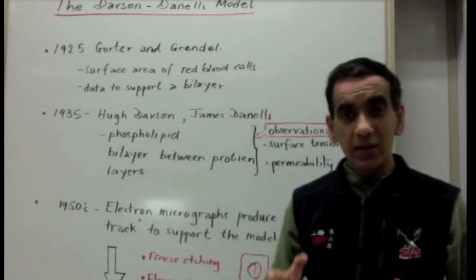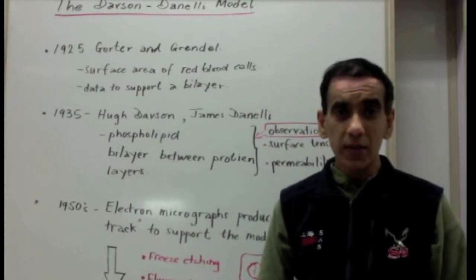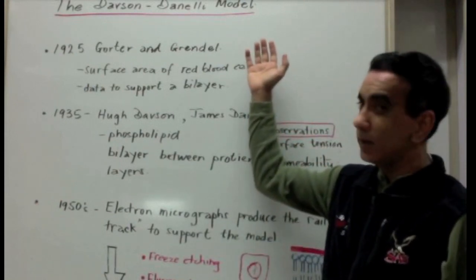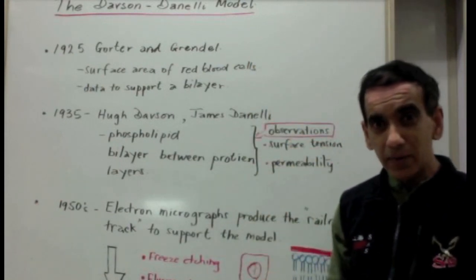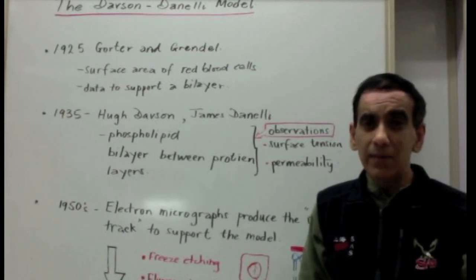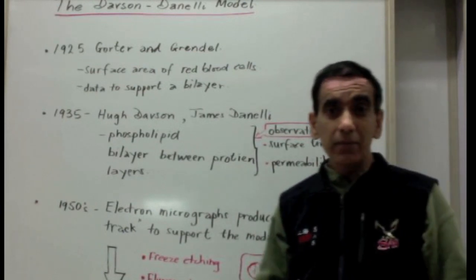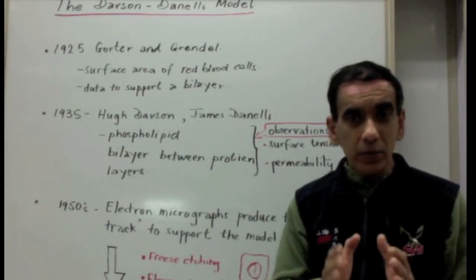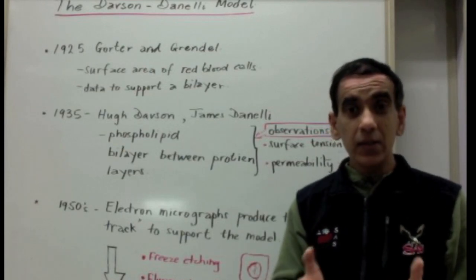Before we examine the Singer-Nicholson model or the fluid mosaic model, it is useful to go back and look at where this model of the cell membrane came from. Back in the times of the simple light microscope, the cell membrane appeared as a simple line, for the resolution of the light microscope is quite limited.